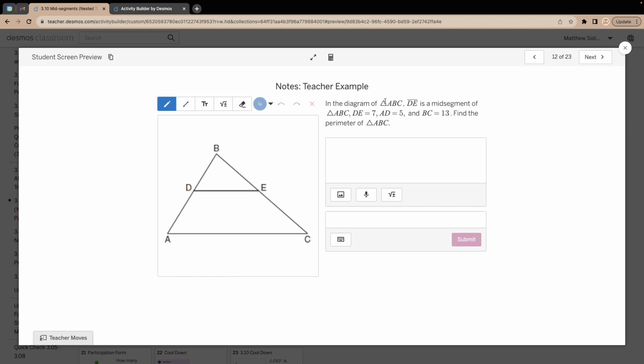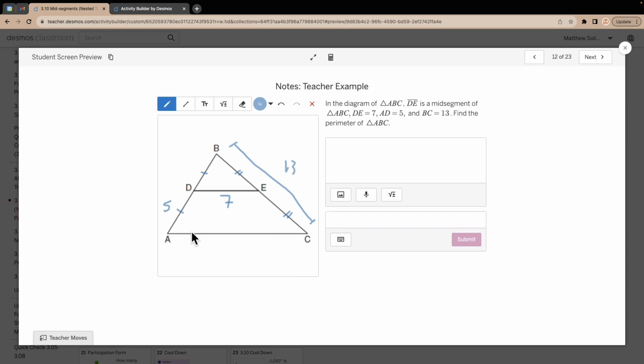So in this one, DE is a midsegment, right? It says it right there. That means D to B is the same as D to A. E to B is the same as E to C. So if DE is 7, AD is 5, BC is 13. So BC is the whole side. So careful there, 13. Find the perimeter of triangle ABC.